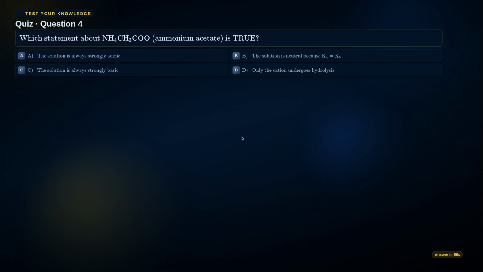Quiz question 4. Which statement about NH4CH3COO, ammonium acetate, is true? Option A, the solution is always strongly acidic. Option B, the solution is neutral because Ka equals Kb. Option C, the solution is always strongly basic. Option D, only the cation undergoes hydrolysis.